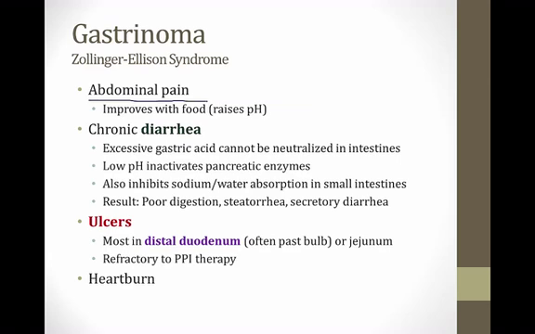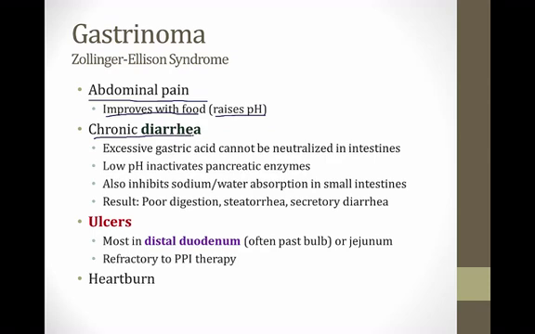The abdominal pain occurs because of the excessive acid production. Acid is damaging to the stomach, but normally your stomach can protect itself with mucus and bicarb. But in the setting of excessive acid production, as occurs in a gastrinoma, the stomach can't protect itself and it becomes inflamed. This symptom will improve with food because food will temporarily raise the pH and slightly neutralize the stomach contents, and this will provide some brief relief. Patients with a gastrinoma also develop chronic diarrhea. So why does this occur?